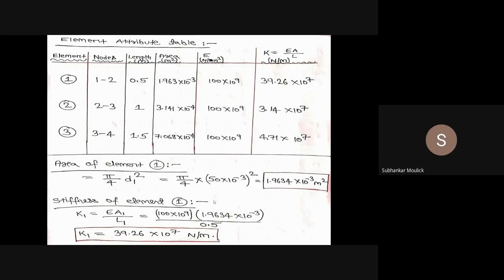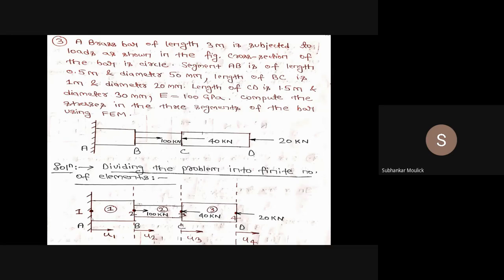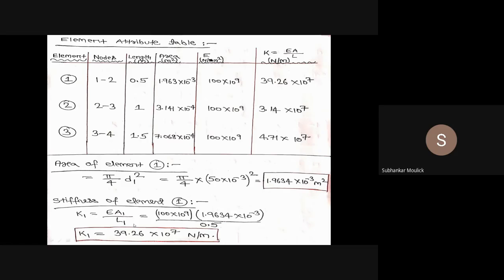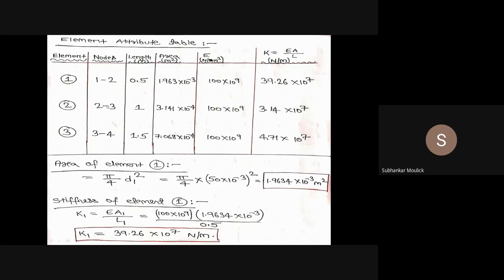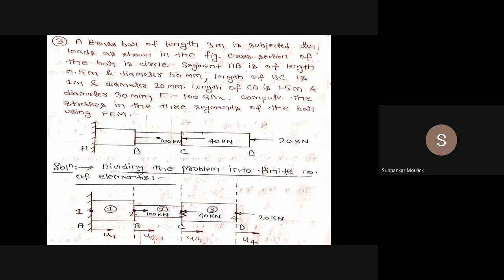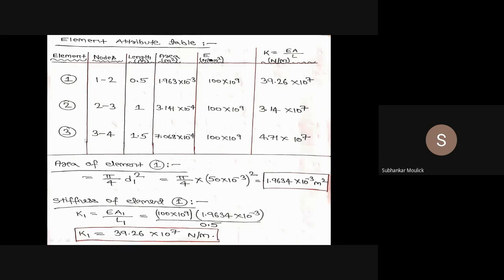Okay, so we have element number one. I can see very clearly that element one is connected between node one and node two, so the nodal connectivity is 1 to 2. Element number two is connected between node 2 and node 3. Element number 3 is connected between node 3 and node 4. You can check that the nodal connectivity for element 3 is node 3 to node 4. So the first and second columns are completed.